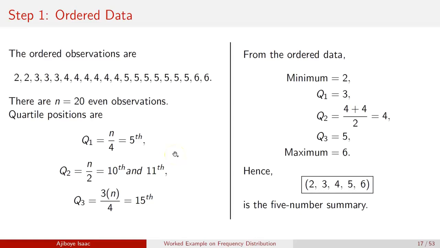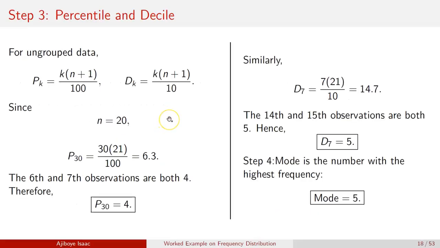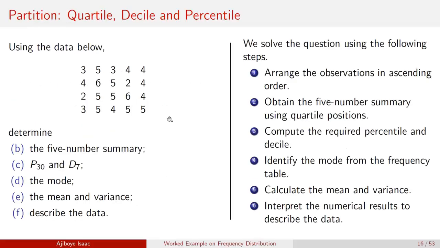Hello guys, so this is part of my basic statistics video series, and today we'll be looking at partition. Partition includes measures like quartile, decile, and percentile, and to help us understand this, we'll consider an example. Using the data below, determine the 5 number summary, the 30th percentile, the 7th decile, the mode, mean, and variance, and then we can use all of these measures to describe our data.